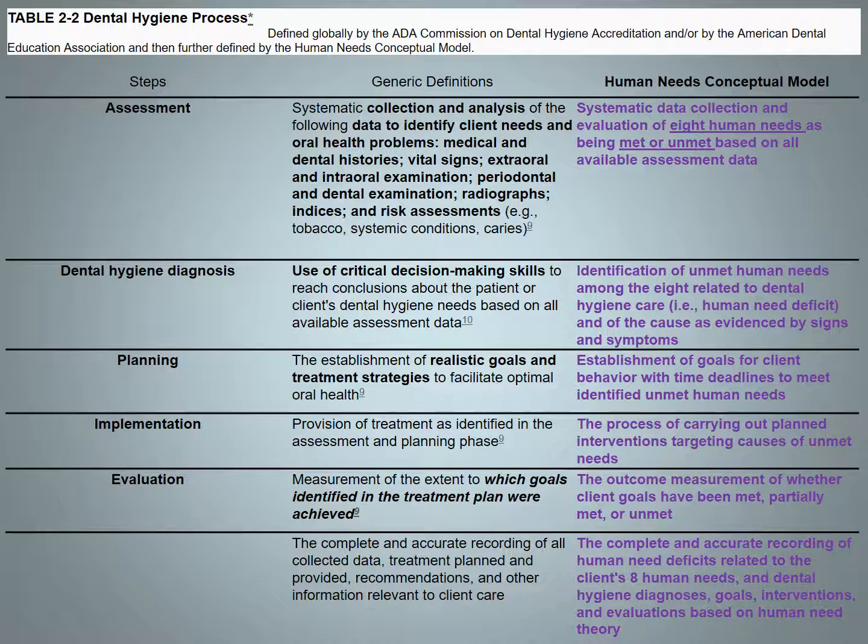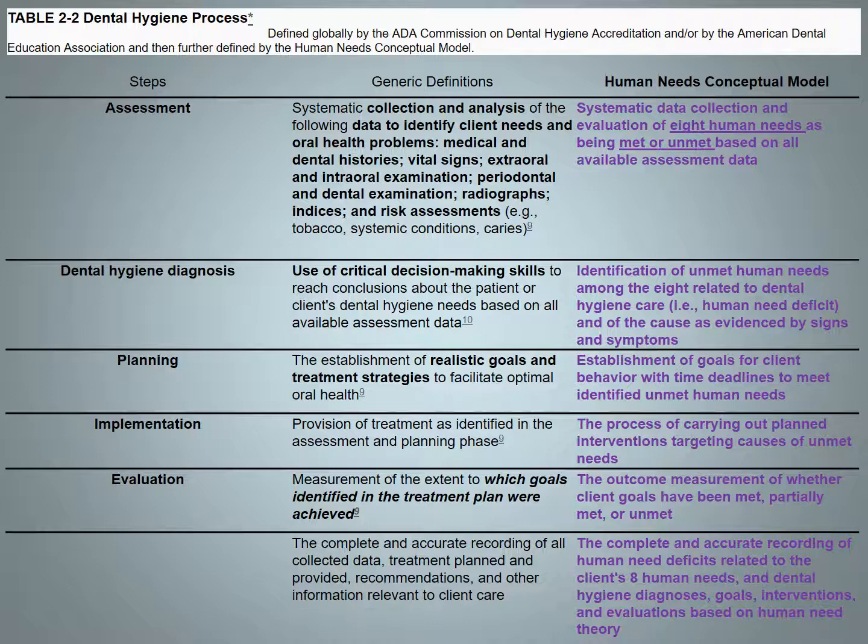And you know, we can give that patient some deadlines. So do you think that is your goal? Do you think that is something that you can achieve when you come back? Let them make that decision. And then we carry out our planned interventions, and we're targeted on the causes of the unmet needs.